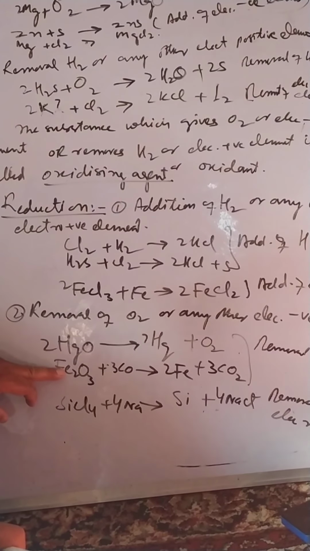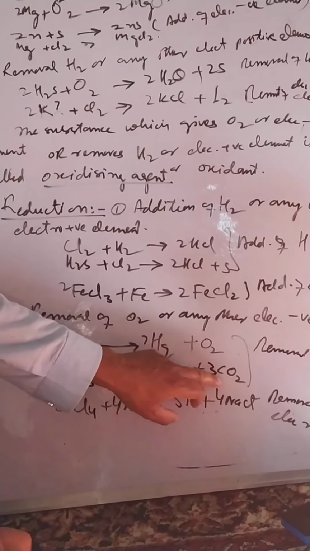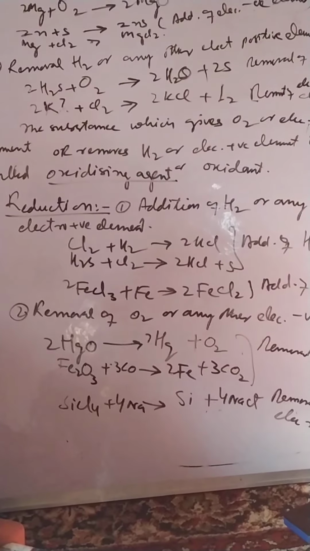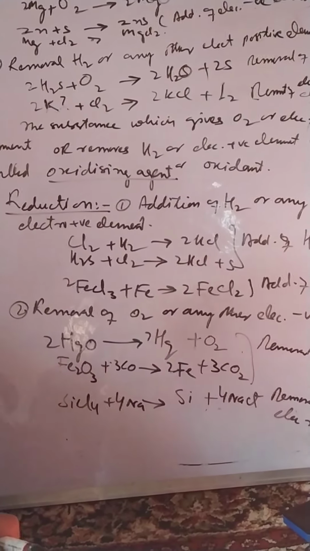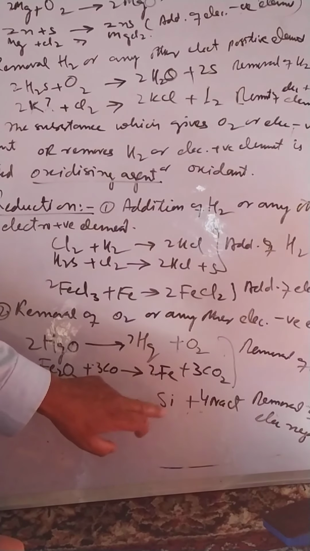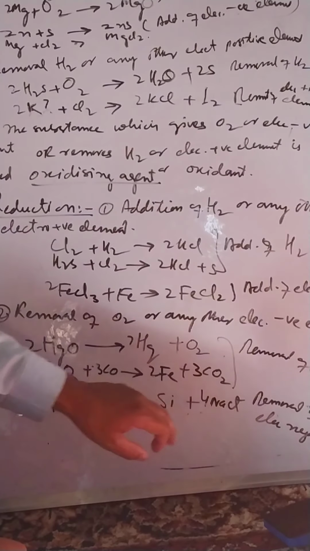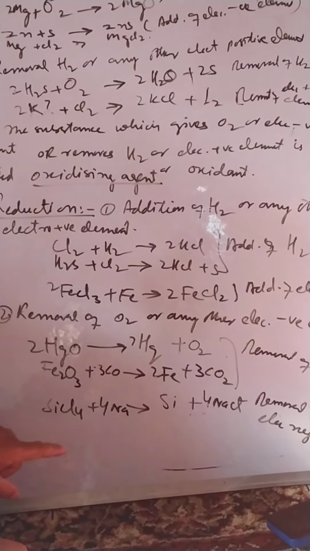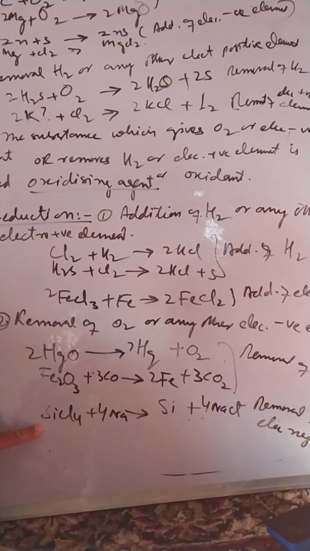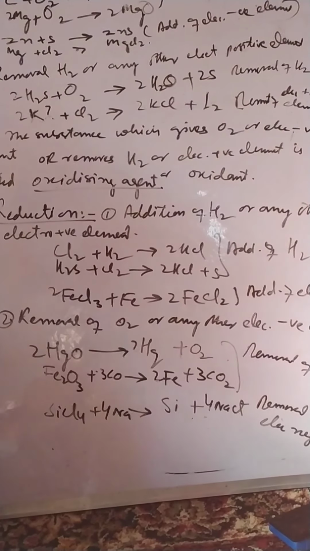Similarly, we have ferric oxide. When we add carbon monoxide, we get iron and we get carbon dioxide. So here oxygen is removed from iron oxide. So this is also a reduction reaction. Similarly, we have SiCl4 reaction with sodium. We get silicon and sodium chloride. So here chlorine is removed from this silicon tetrachloride. So in this case also this is a reduction reaction.